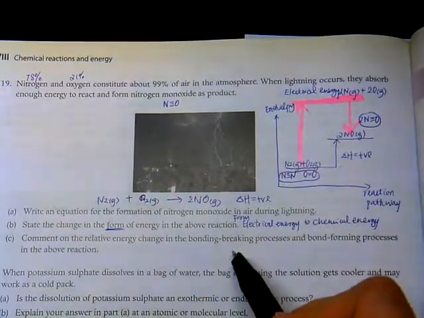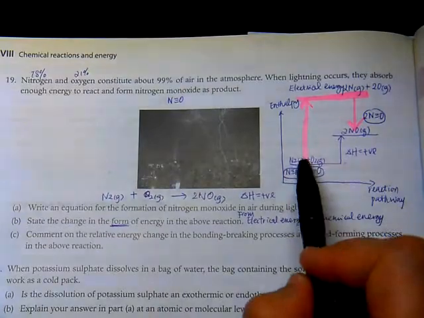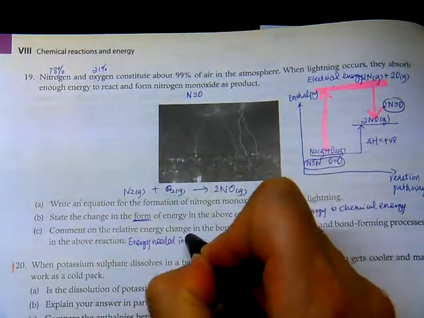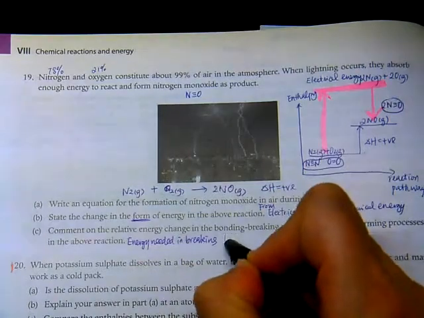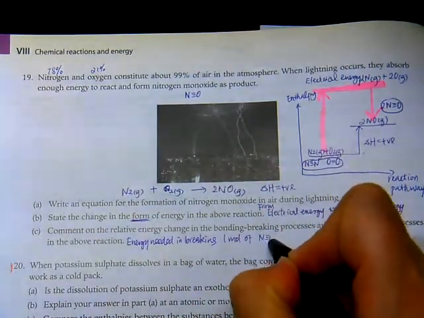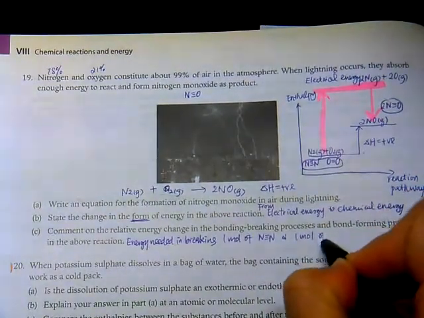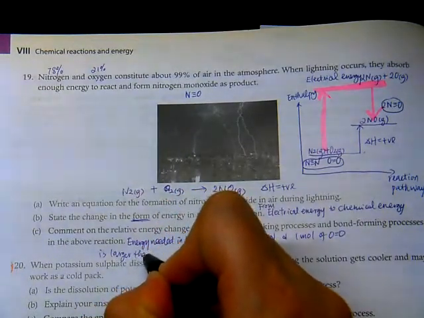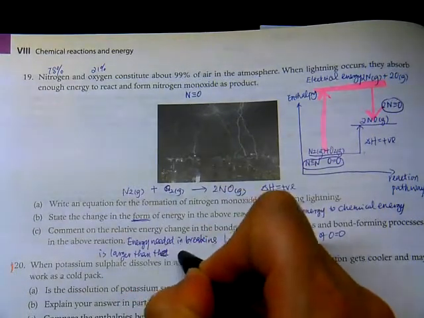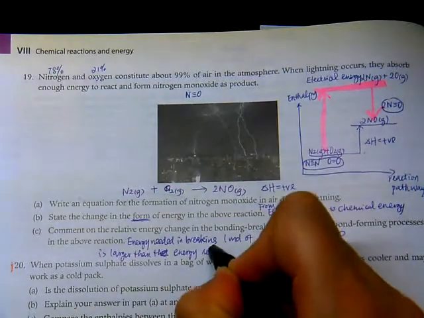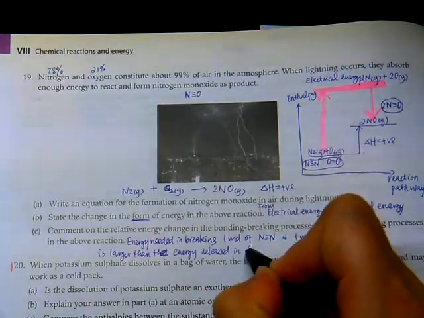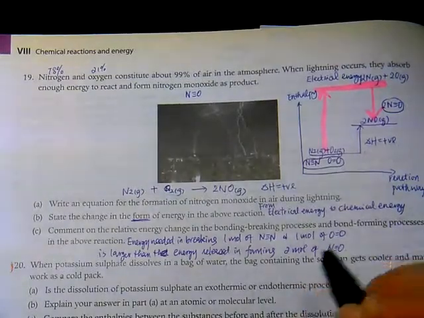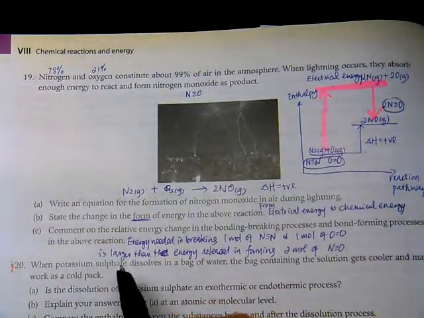So, how to answer this question? Please tell me the energy needed in breaking 1 mole of N triple bond N and 1 mole of O double bond O is larger than the energy released in forming 2 moles of N triple bond O. Do you understand? Okay, that's the answer for part C.